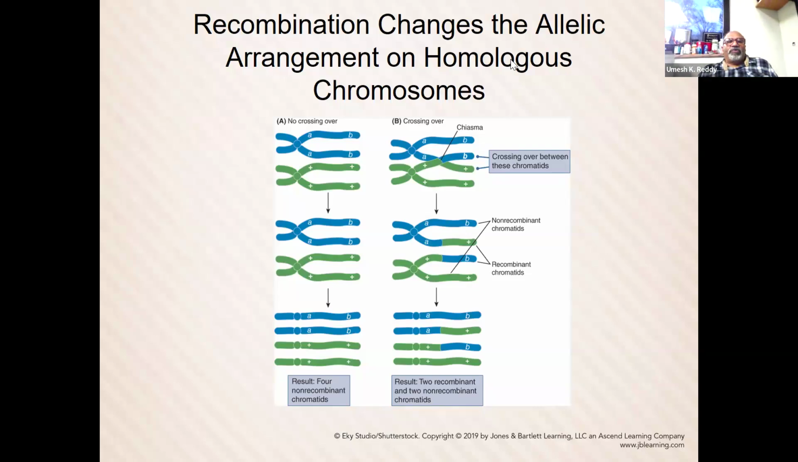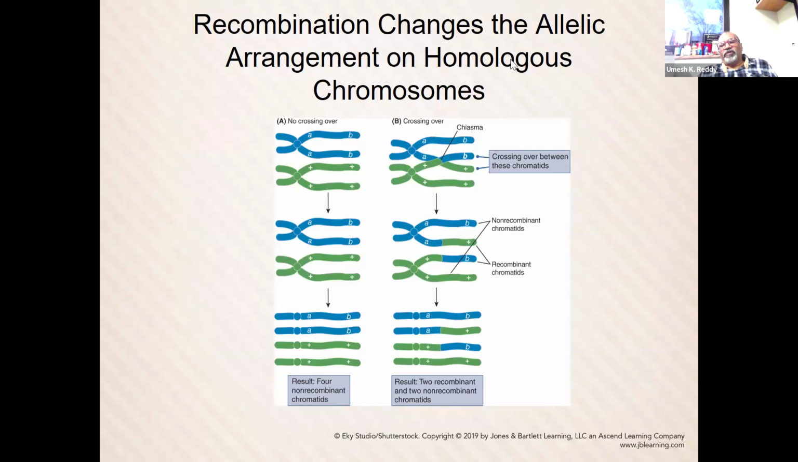Okay. So when there is no crossover between the homologous chromosomes, it looks like this. The blue and green are two homologous chromosomes. There is no crossover here, so they just remain uncrossed, and all four chromatids resulting from meiosis will be there. Whereas crossover can happen. Here the crossover occurred. The blue chromosome and the green chromosome are touching each other. This place is called chiasma, at which the crossover will happen.